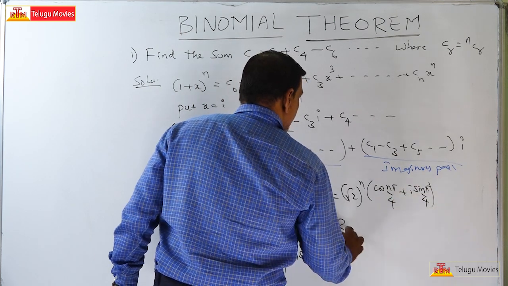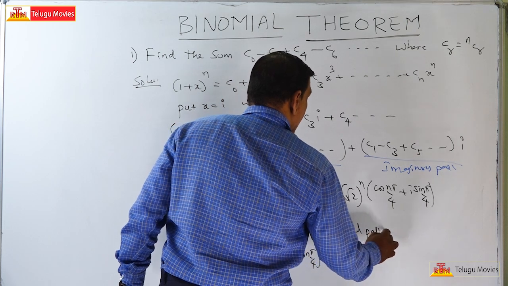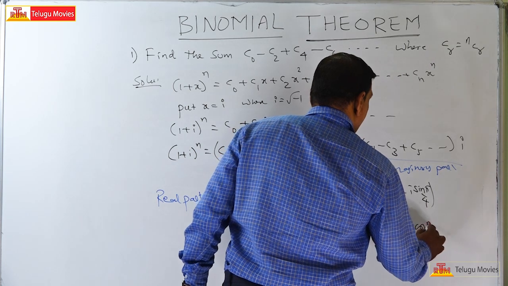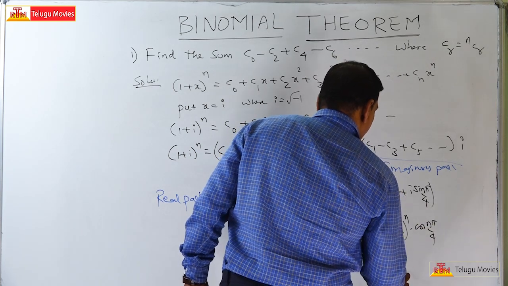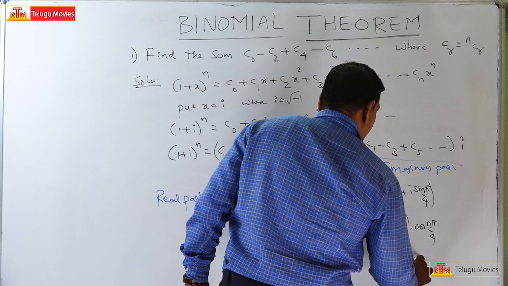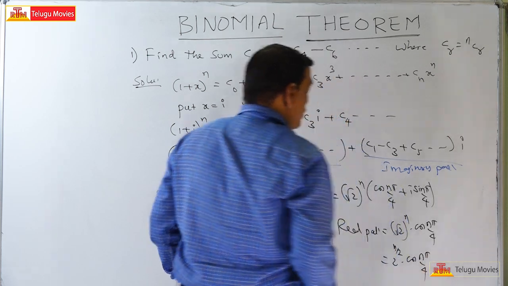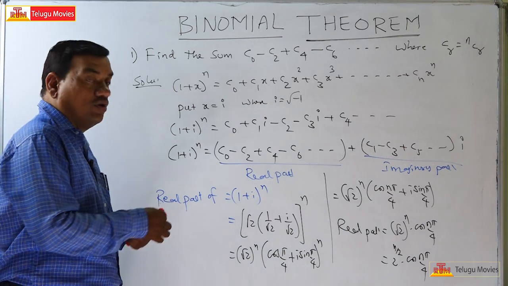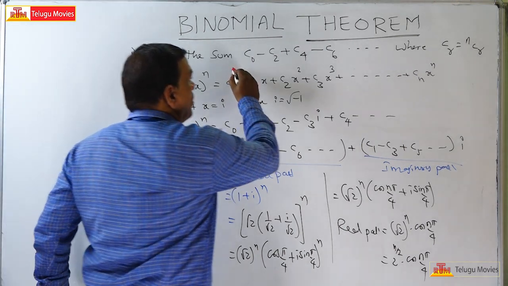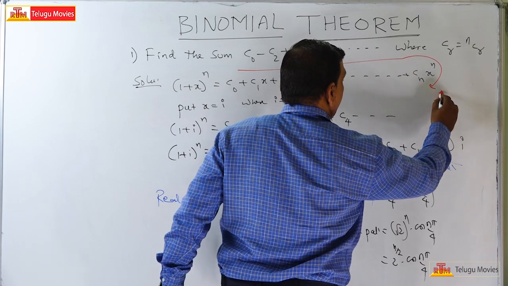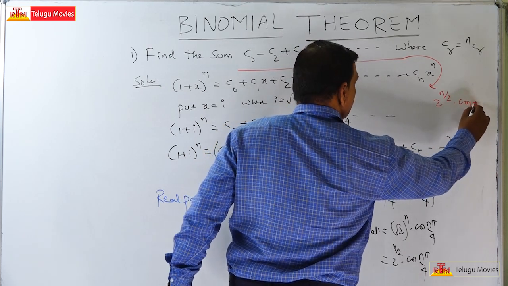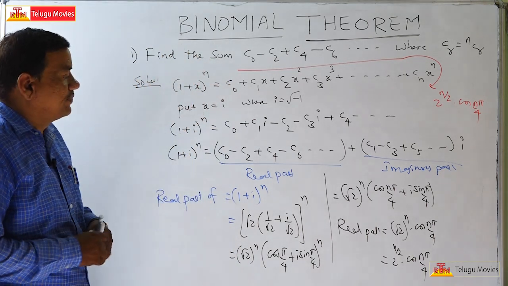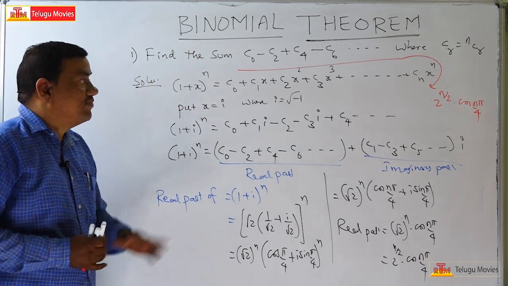So what is the real part? The real part is root 2 whole to the power of n times cos n pi by 4, that is 2 to the power of n by 2 times cos n pi by 4. Therefore, on the whole, the sum is 2 to the power of n by 2 times cos n pi by 4. Understand? That is the final answer for this problem.